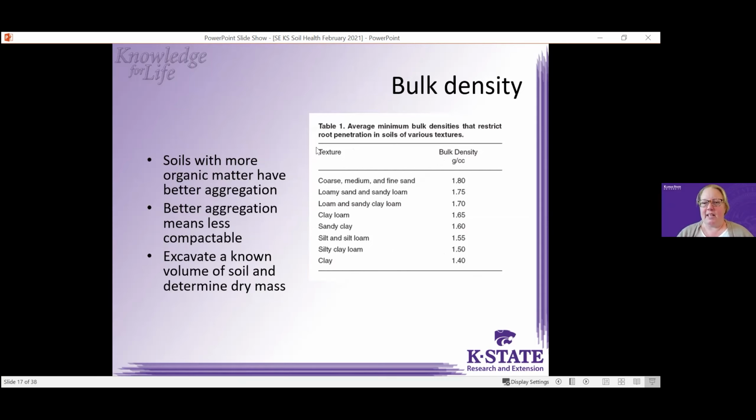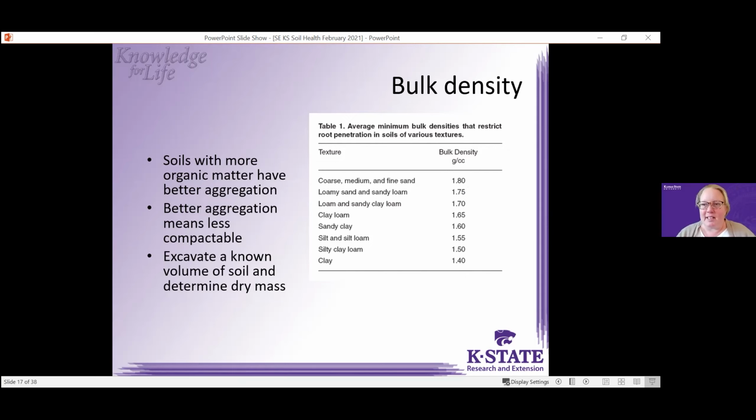This is just a little table out of a textbook, showing the average minimum bulk density that restricts root penetration in soils of various textures. Sandy soils have higher bulk density because they are overall not as porous as something with more clay in it, which I know sounds really weird. But the thing about sandy soils is that they have less total porosity, but they have a lot of big pores.